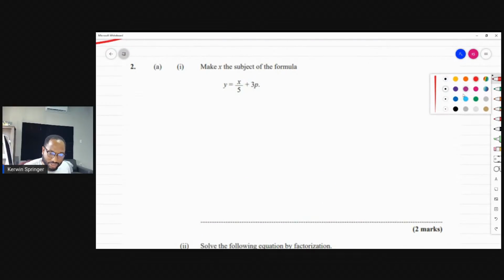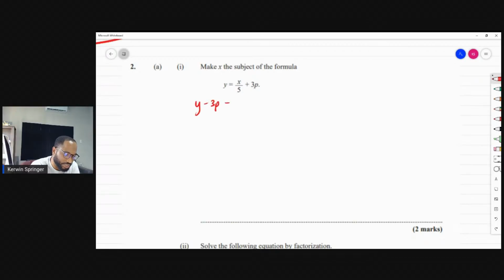Anyhow, when you're making something the subject of the formula, always remember to get a little extra stuff across first. So this would be y minus 3p is equal to x over 5, because the 5 is tied to the x. Multiply both sides by 5 and you'll end up with 5y minus 3p equals x. So this could also become x is equal to 5y minus 15p.